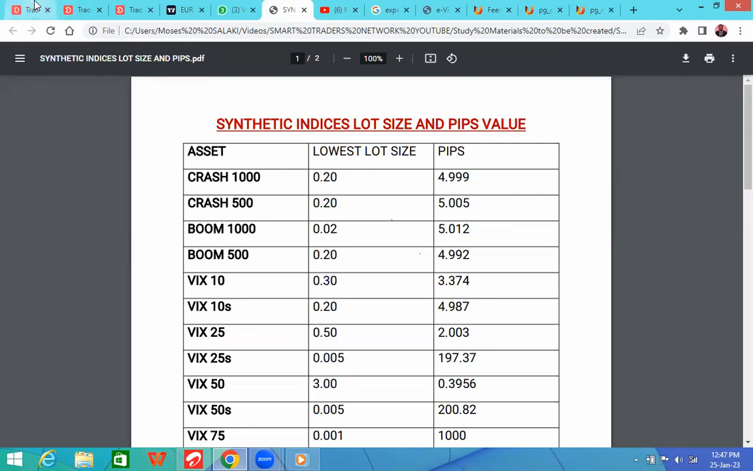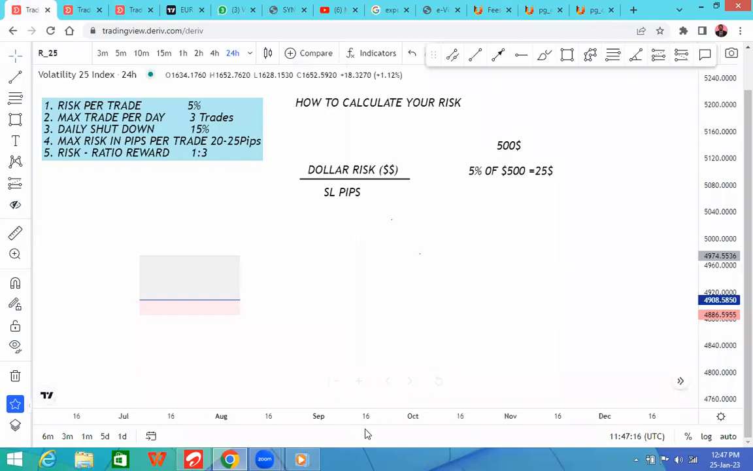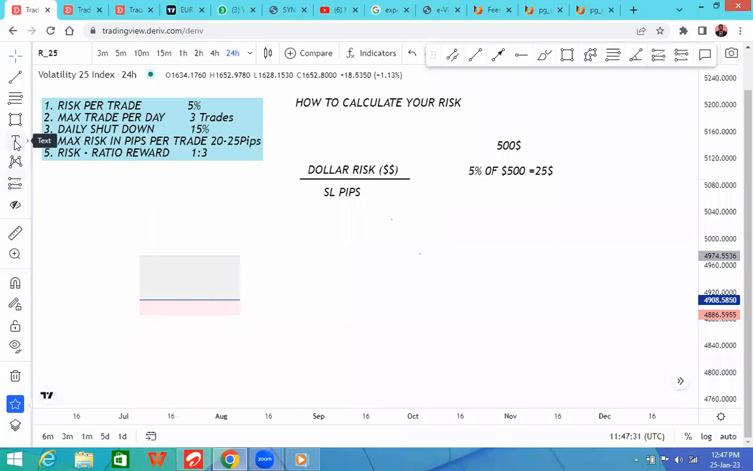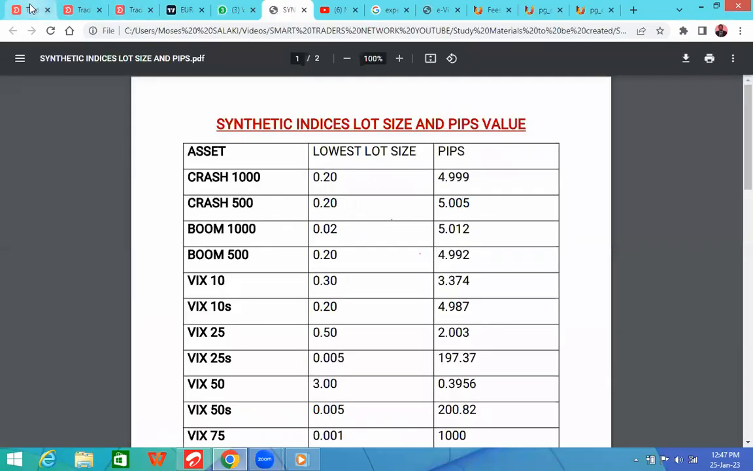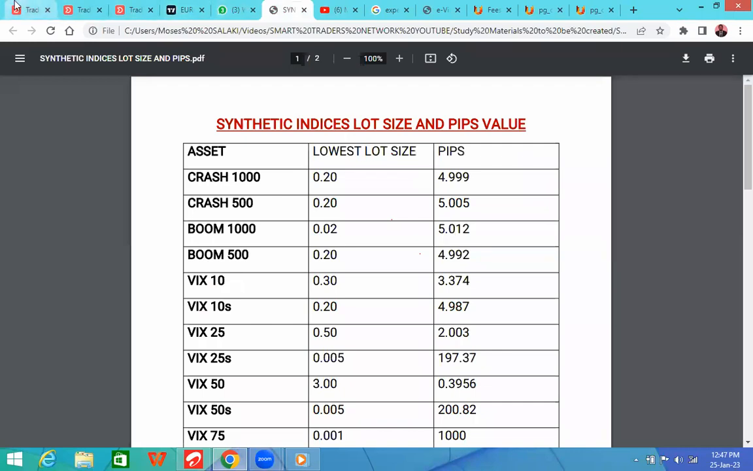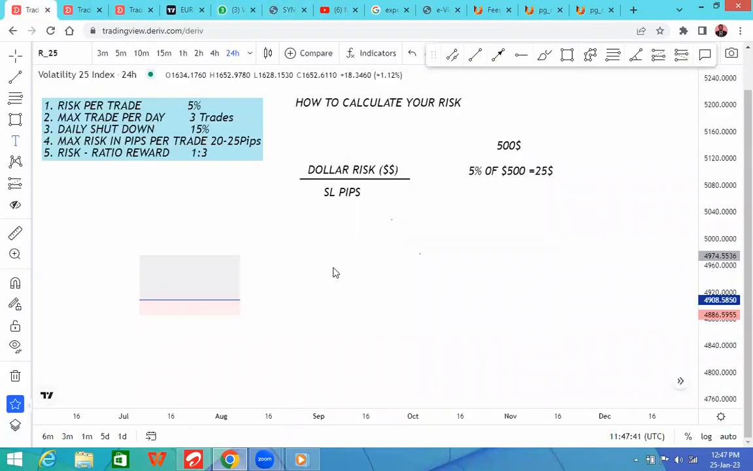4.999. So I'll say $25 divided by 4.999. What's your answer? Drop it in the box. If you are following me, this is how we know that you are following me. I'm not just talking to myself. If you divide your dollar risk, you want to risk $25 on this trade, using 4.999 as your pips value for Crash 1000, please drop it for me.